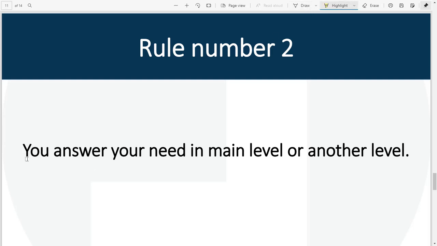The second one, as I told you before, you can answer your need in the main level or in another level. We talked about food, we talked about moving, like buying a car. You can answer your need in the same level. This is the first level of your need. You can answer it in the same level, or you can answer it in another level.